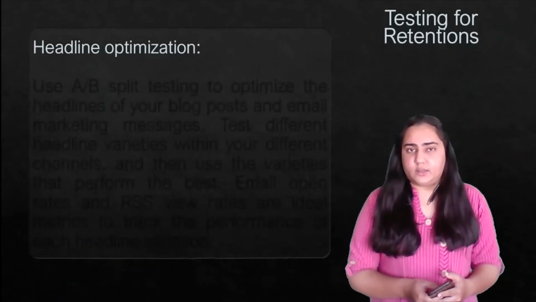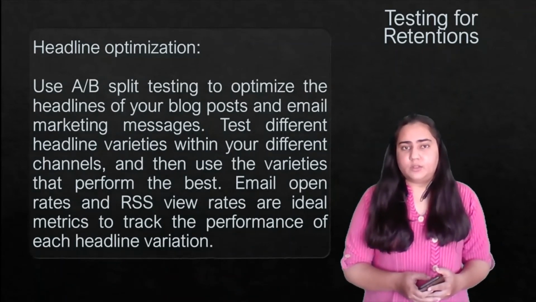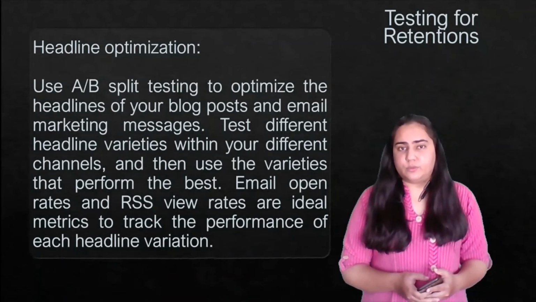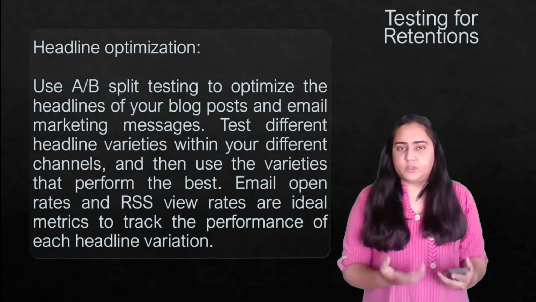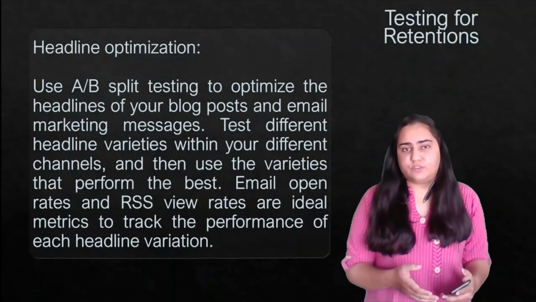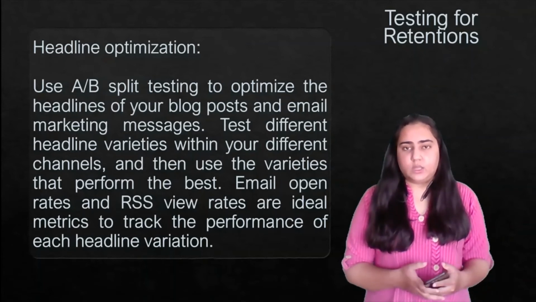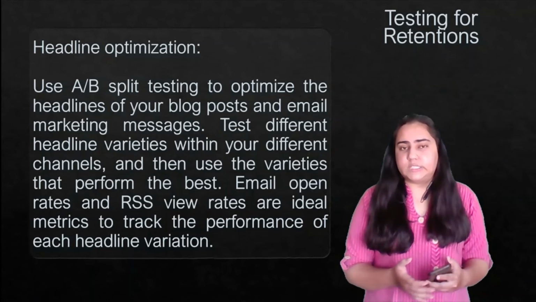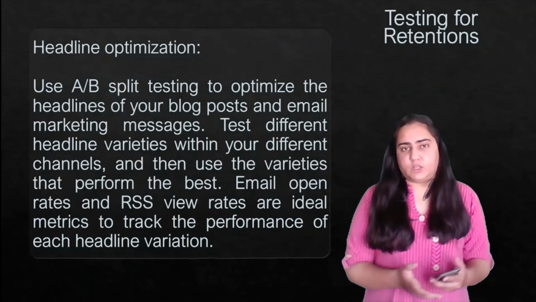Number one is headline optimization. You can use A/B split testing to optimize the headlines of your blog posts and email marketing messages in such a way that users would want to open them. Test different headline varieties within your different channels and then use the varieties that perform the best. Email open rates and RSS view rates are ideal metrics to track the performance of each headline variation.